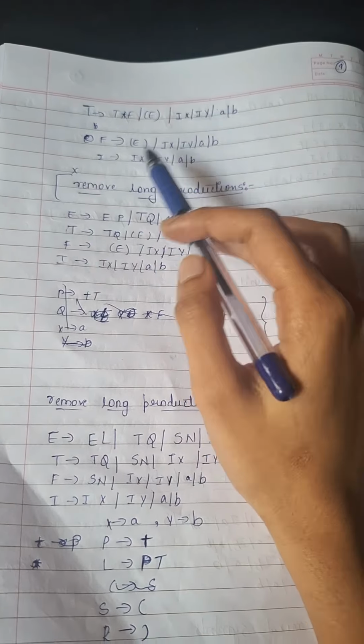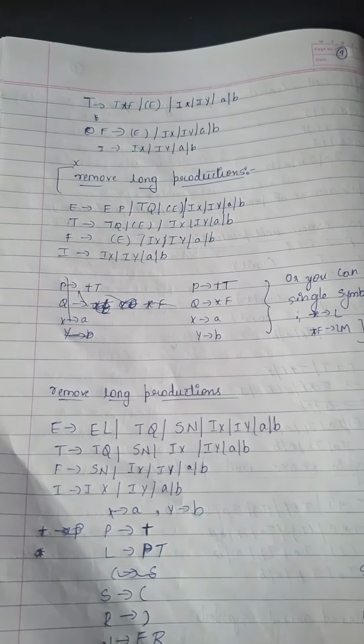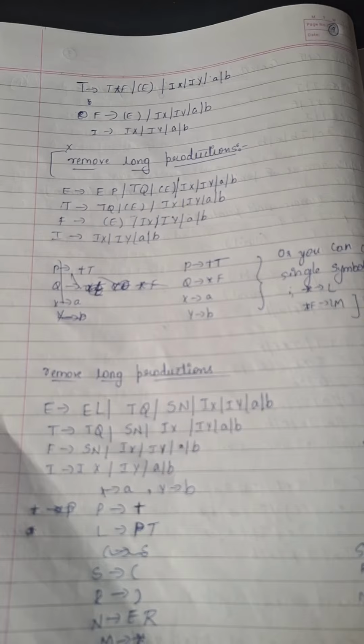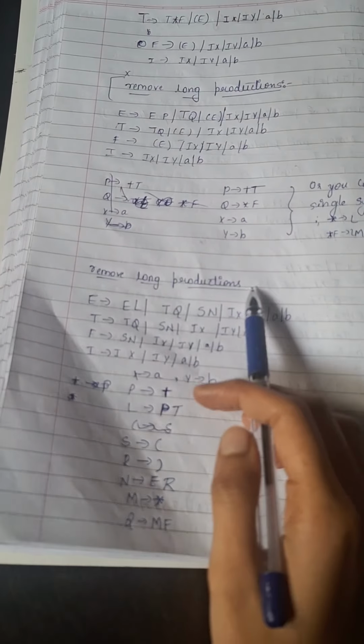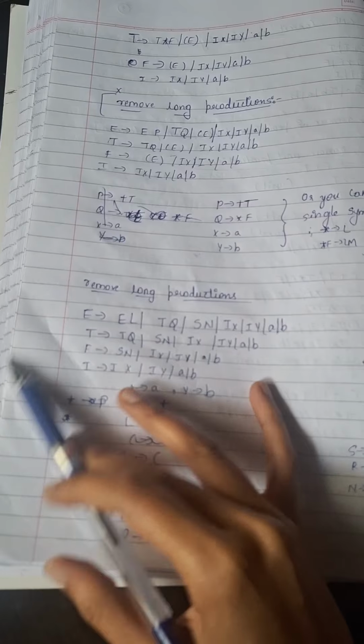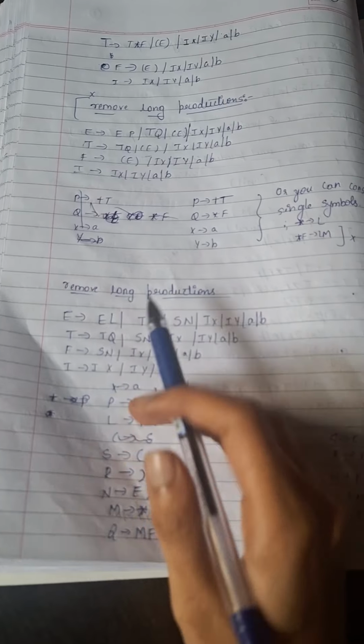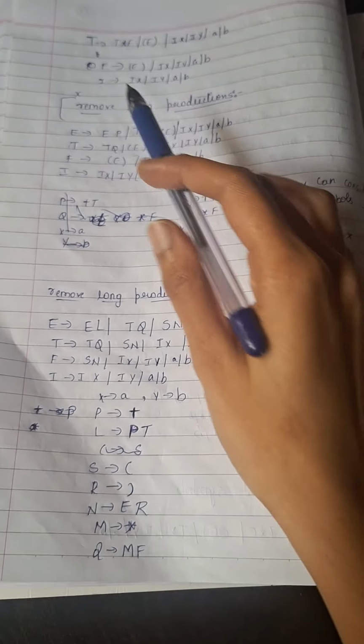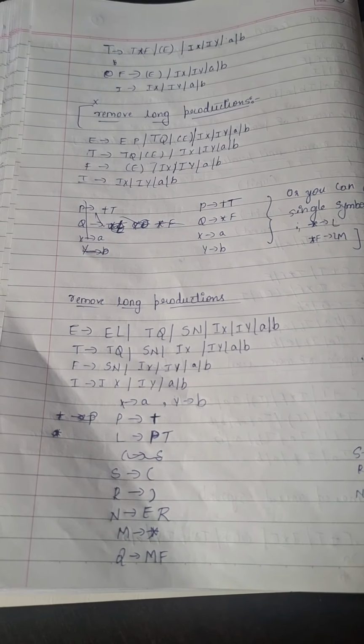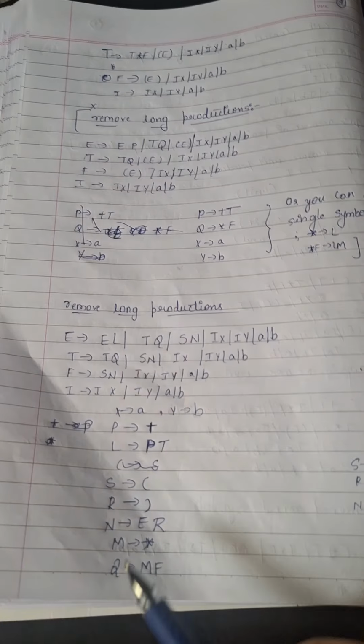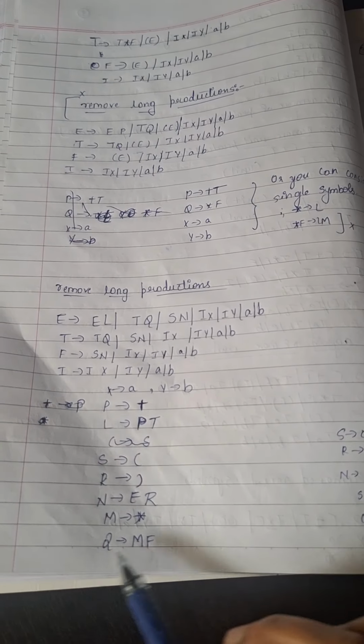So I have removed all the mixed productions. Then remove long production. So in long production, you will replace the terms, that is E star F na star F, you will write it as Q. So Q is nothing but MF.